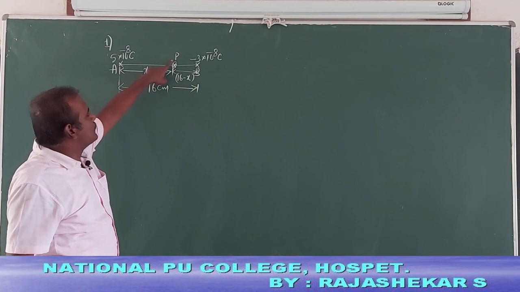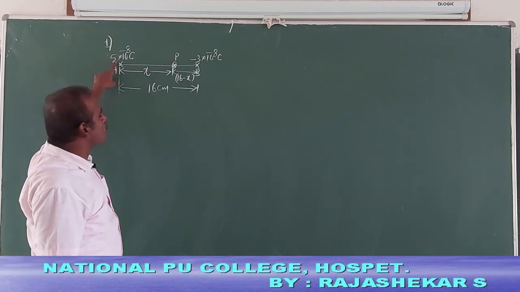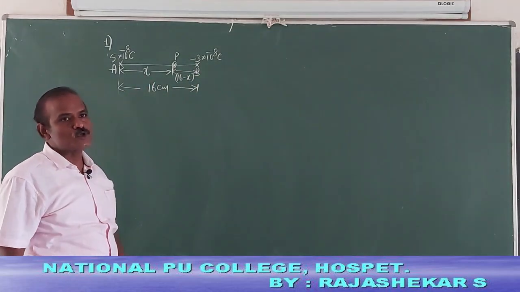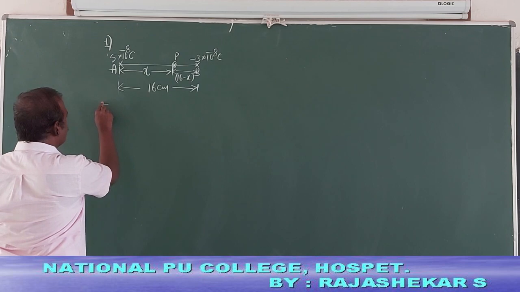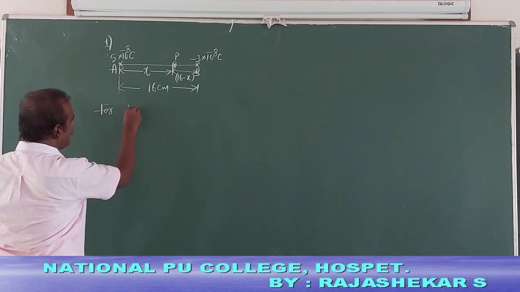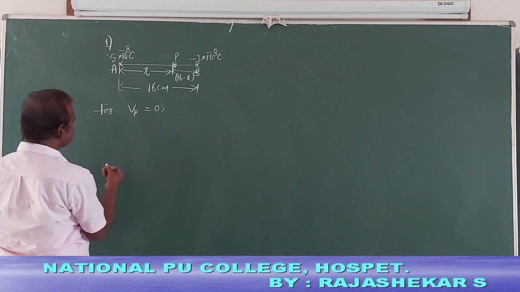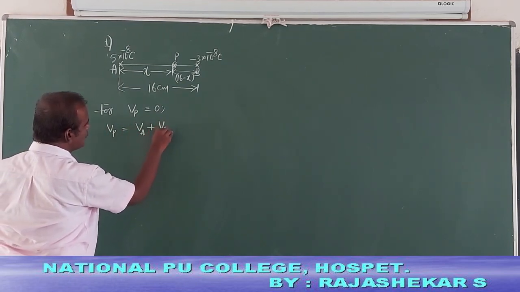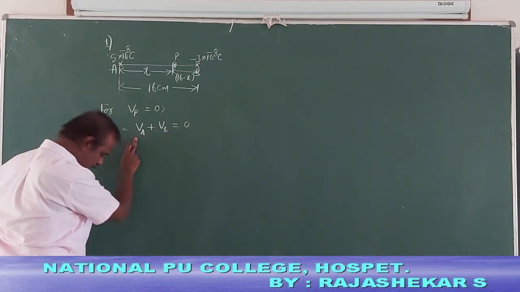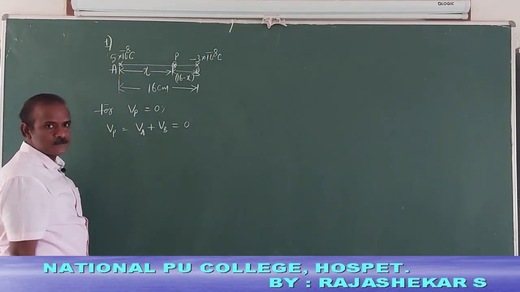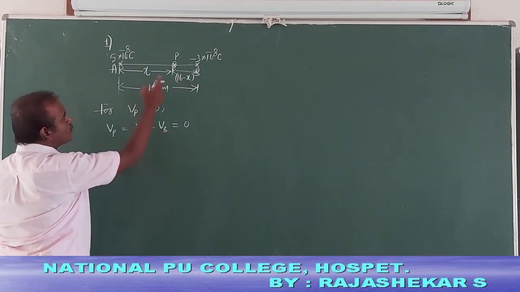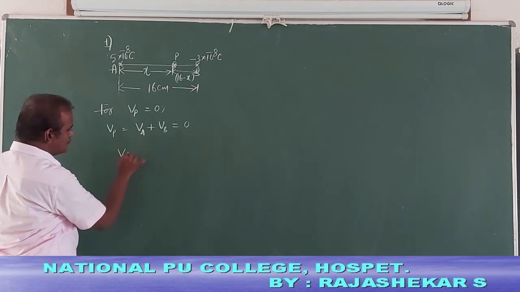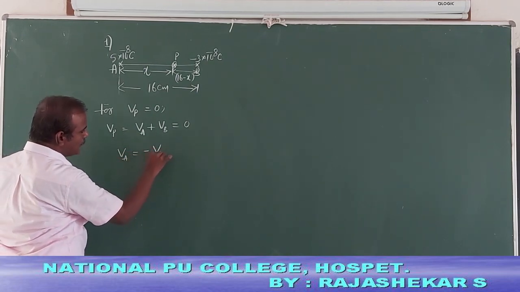Now, potential at P being 0 means the potential due to charge at A and the potential due to charge at B, their algebraic sum, should be 0. For electric potential to be 0, Vp is equal to Va plus Vb. I have written Va since it is the potential at P due to charge at A, and Vb the potential at P due to charge at B. This is 0. Now, this implies Va is equal to -Vb.